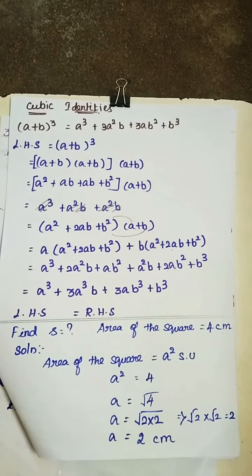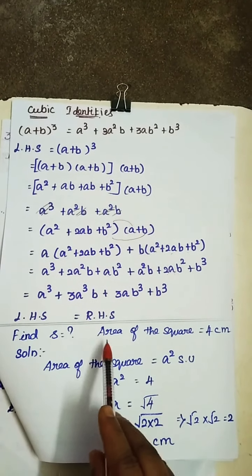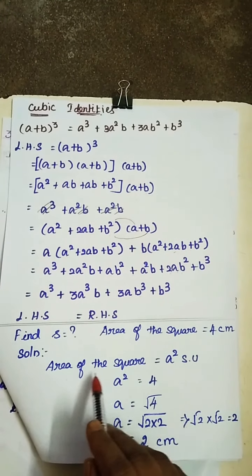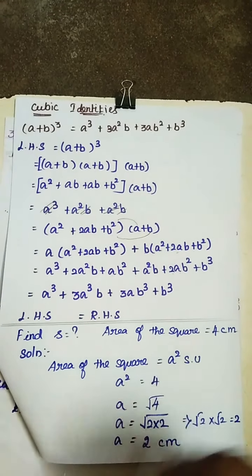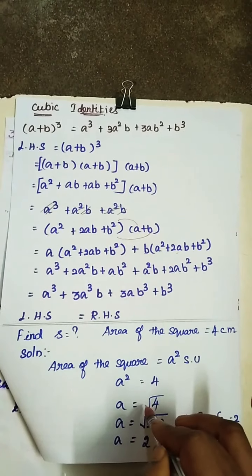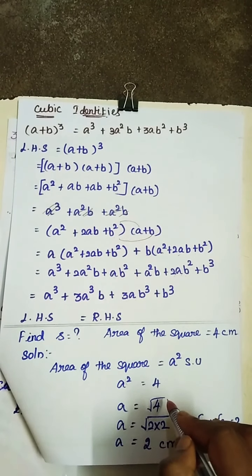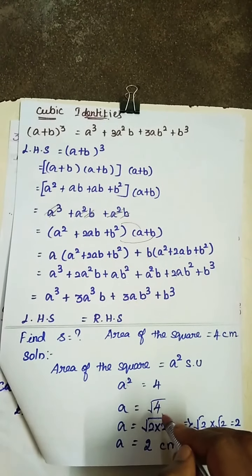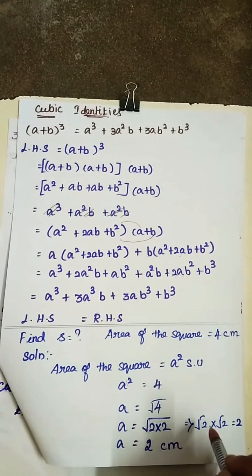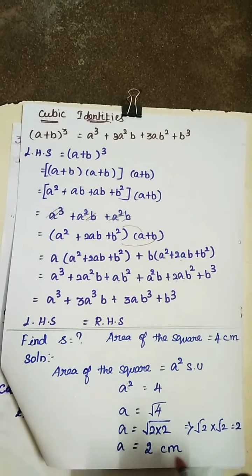Students, last class I gave homework. Find side. Area of the square equals 4 centimeter square. Solution: first write the formula. Area of the square equals a square units. Listen, a square equals 4. a equals root 4. Multiplication 2 going to right hand side changes to 1 by 2, so root 2. a equals square root of 2 into 2. Root 2 into root 2 is equal to 2. a equals 2 centimeter.